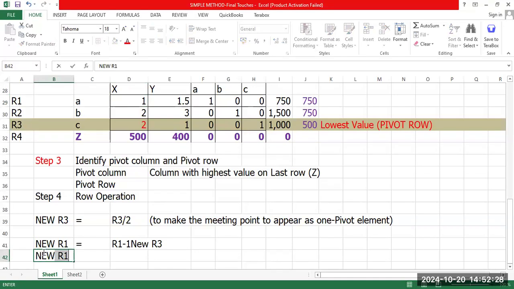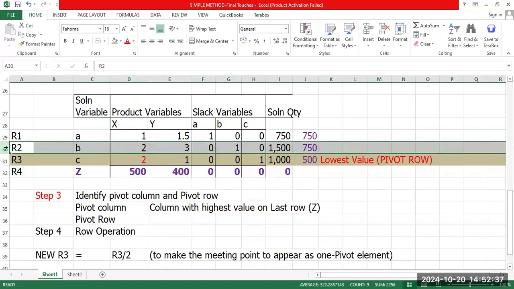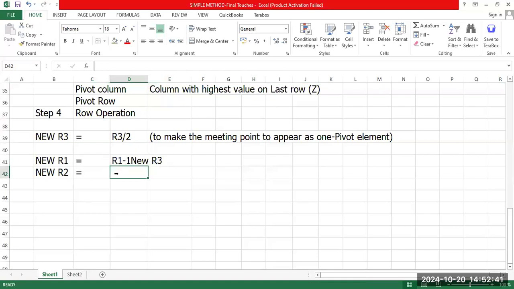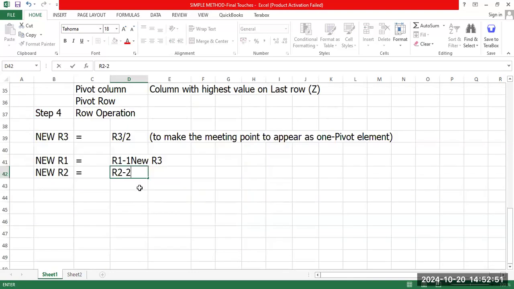New row 2 will be equal to new row 2. Now you're here. This is original row 2. Now you need a new row 2. So you will say the row you want to change, which is row 2, minus the value you want to change. Which value is that? 2. The value you want to change. Then times your pivot row, which is new row 3.